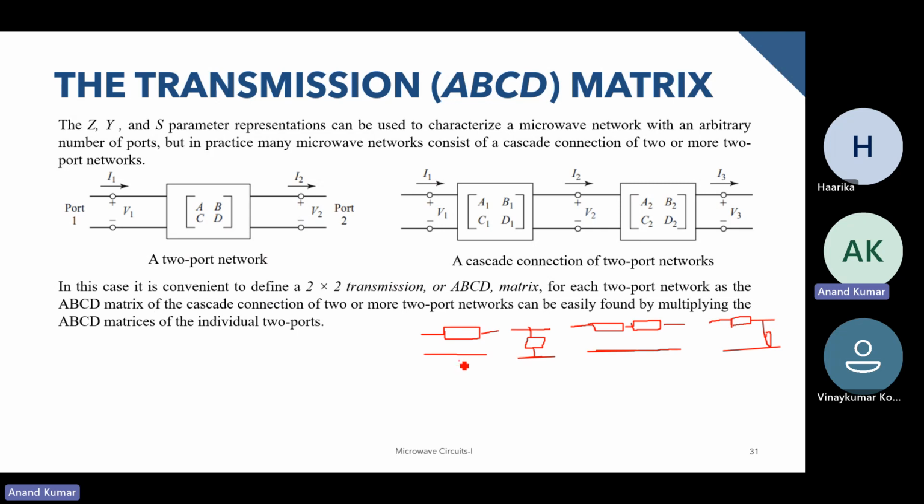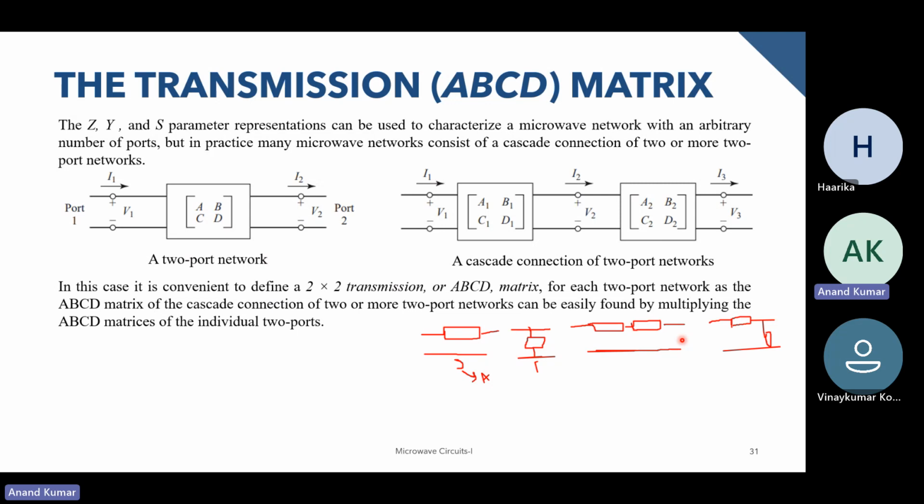If you have the S parameters of these individual networks, you can convert them to the ABCD matrix. Since you must know the S parameter or Z parameter, whatever, Z, Y, or S, you convert them into ABCD matrices, and note that all of them are two-ports. Once you have converted them, you can just multiply the matrices in the order in which they appear. You cannot change the order in which they are multiplied.